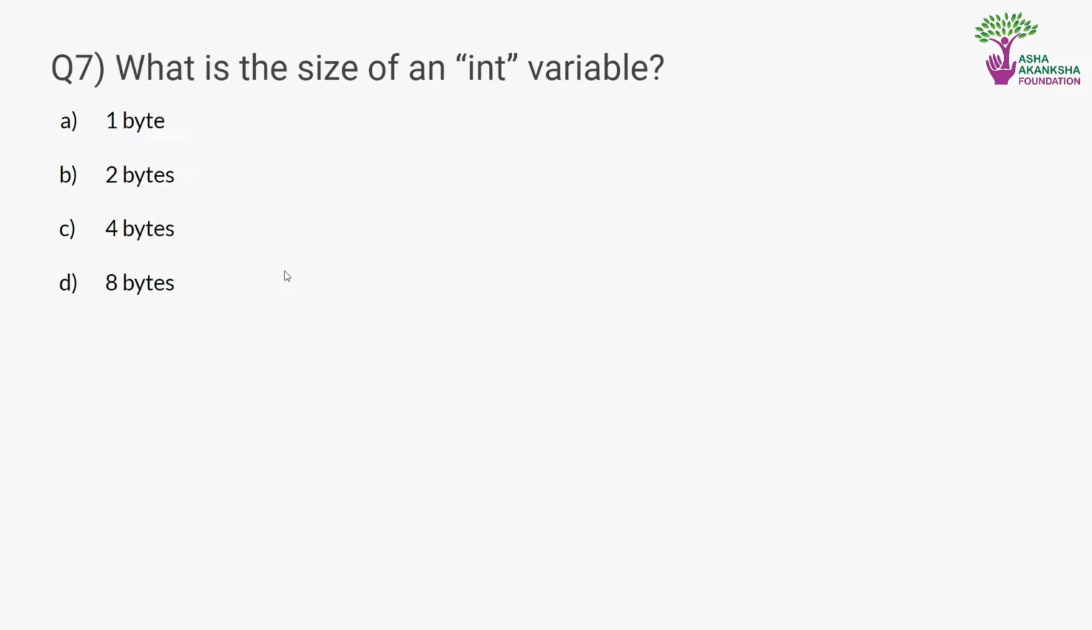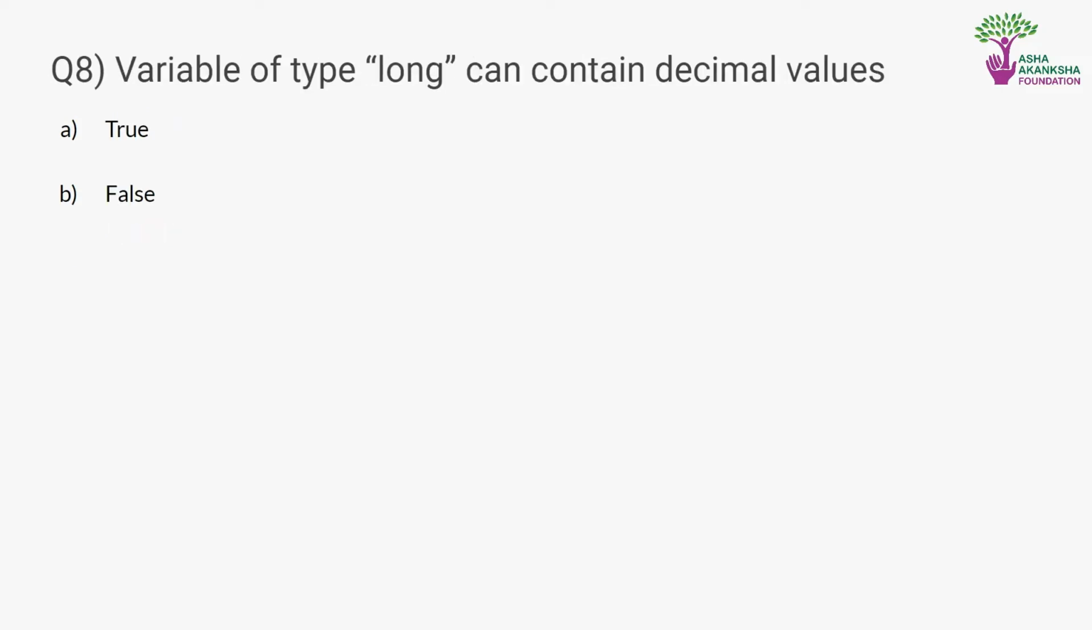Next comes question number 7. What is the size of an integer variable? The answer to this is 4 bytes. Next comes question number 8. A variable of type long can contain decimal values. True or false? This is of course false. Long can only contain non-decimal values. With this the quiz ends and there are no more questions.